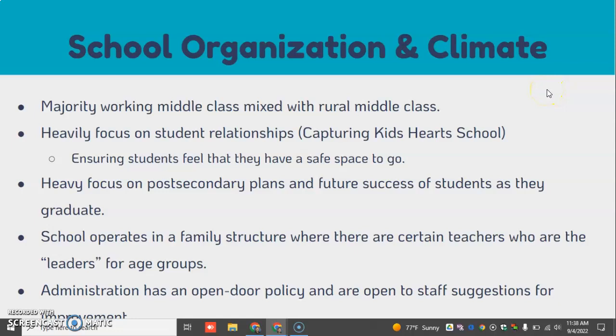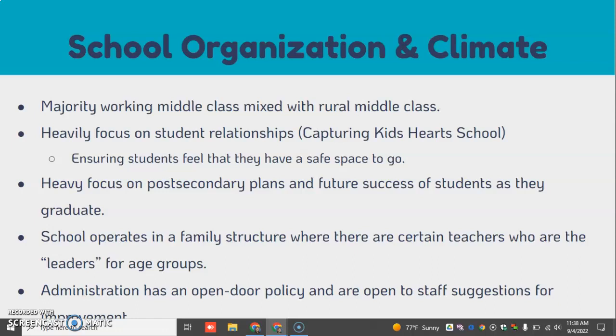We heavily focus on student relationships. We are a Capturing Kids' Hearts school, so basically we really like to ensure that our students feel like they have a safe space to go and really heavily focus on those relationships. We do have a heavy focus on post-secondary plans and future success of students as they graduate. I'm on the IPS committee, Individual Plan of Study, so this is something that I focus on, particularly for my grade level, which is freshmen, getting them started on their process for this.